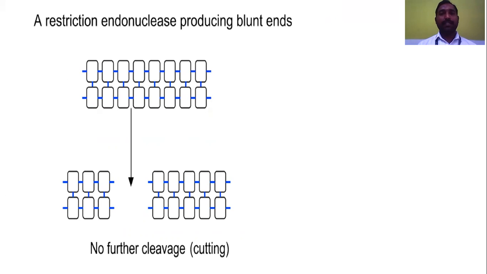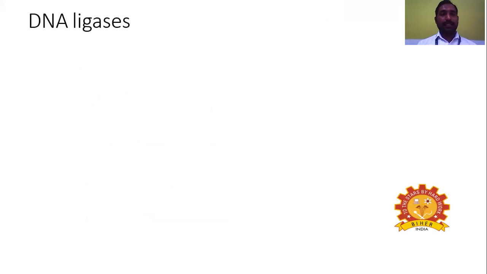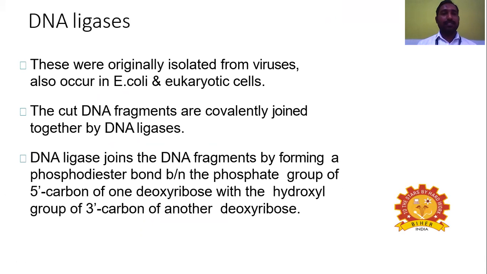So here we have the same example for blending. Here you can see that it doesn't have any nucleotide codes, so that's why we have a general diagrammatic representation here. And this is another important thing, DNA ligase enzymes.